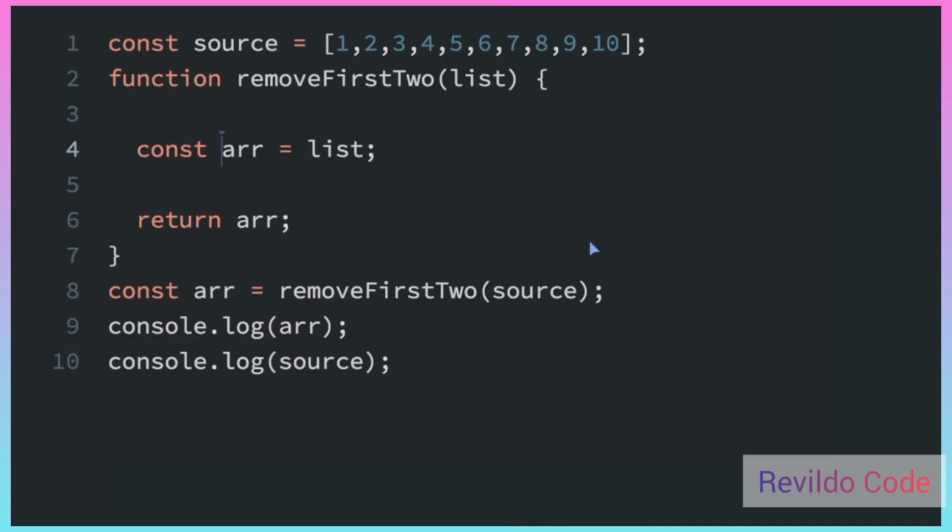We can use destructuring assignment with the rest operator to reassign array elements. We can see in this example, we have this array, the digits 1 through 10, and we have this remove first two function. We're calling it here, and we're passing in the source, that's the source array, and it becomes the list. So we want to return the array with the first two elements removed.